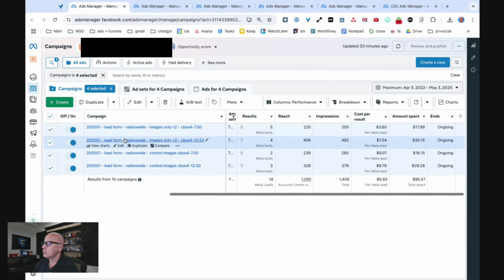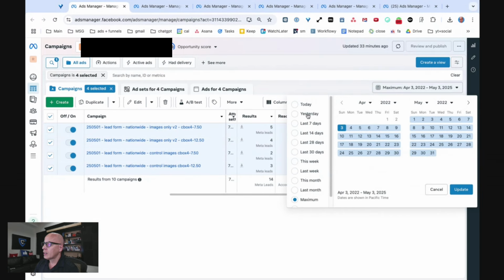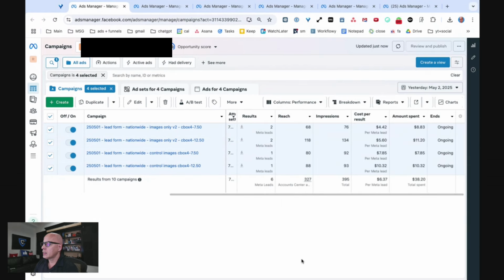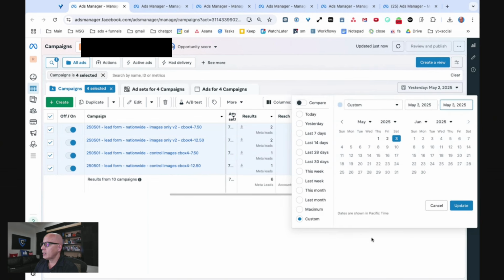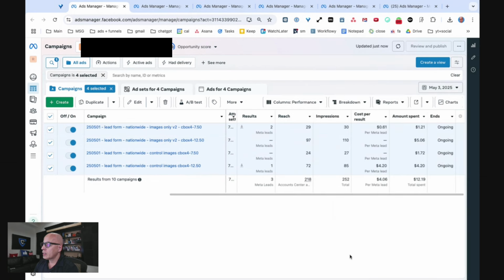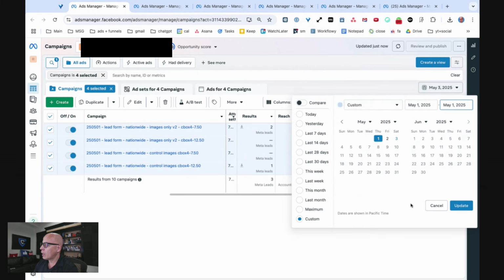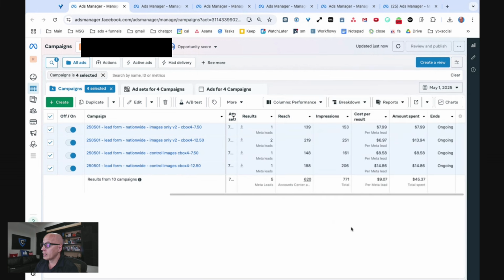These top 2 are two new types of images, not the handwritten note. That was just like a crazy experiment. But these are new images that I'm testing. 5 leads at $3.60 per lead. That's insane. How did they do yesterday? 6 leads, $38 spent. Let's see how it's doing today. Today is 3 leads. How did it do on Thursday? Thursday, 5 leads. So, I mean, that's a pretty good lead flow. That'll keep you busy. So 5 leads, spending 45 a lead.